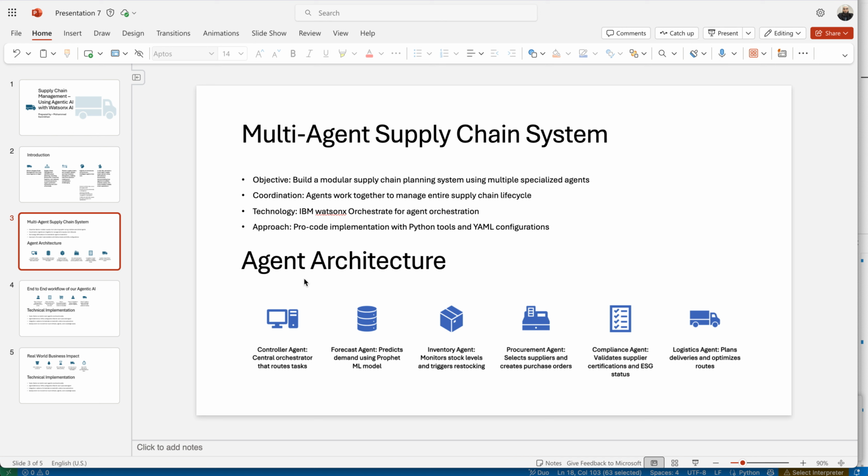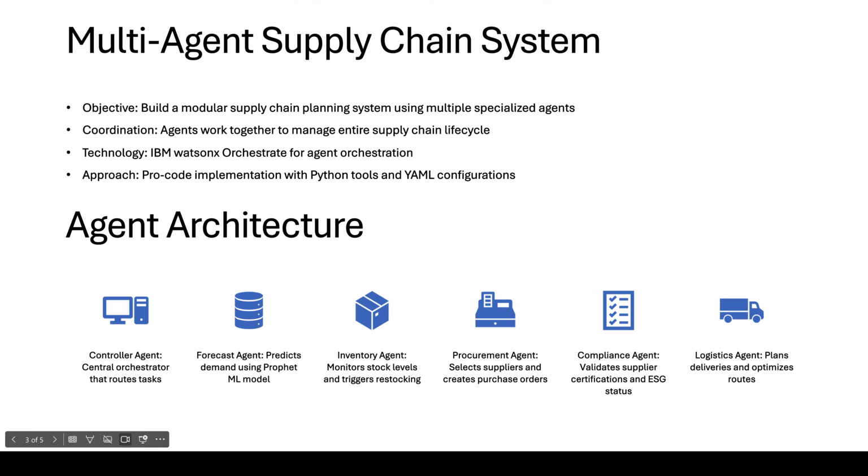Okay, and agent architecture wise, we have the controller agent, forecast agent, inventory agent. These are a couple of the agents. If you see at the bottom, we have the controller agent which controls the orchestration. This is the main agent which controls the different agents. Then the forecast agent predicts the demand using a Prophet ML model. Okay, the inventory agent monitors the stock levels and triggers the restocking.